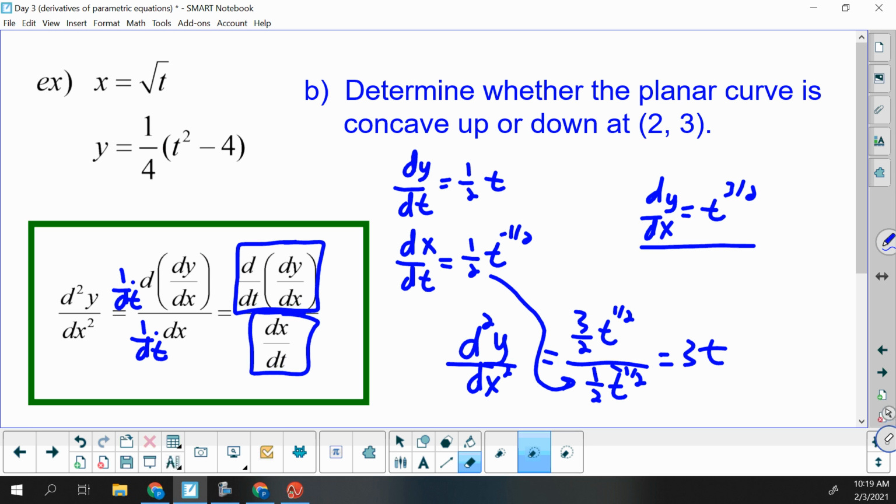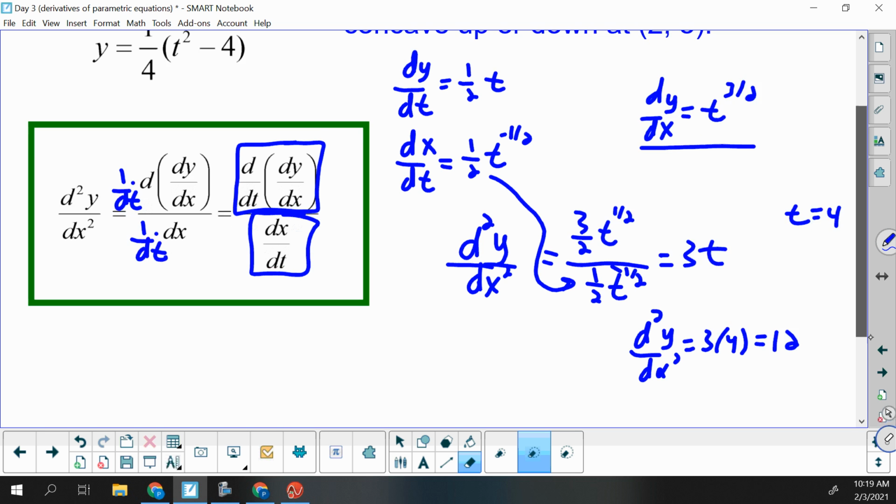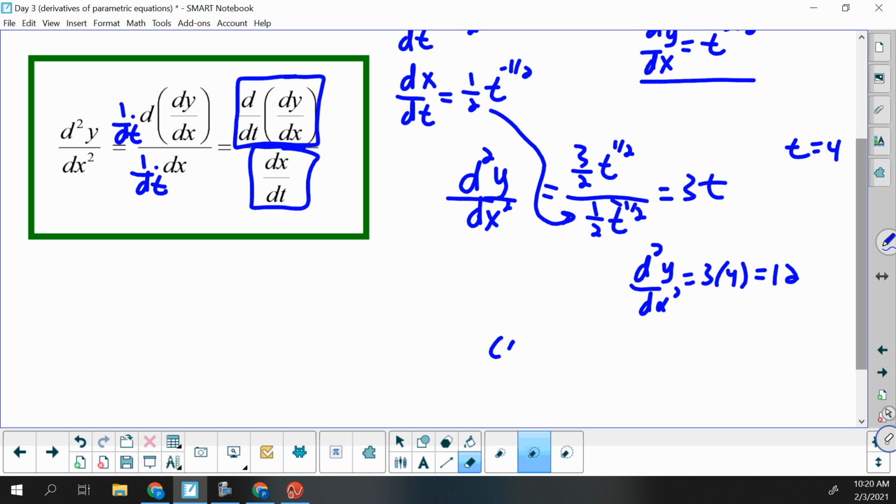Well, we already knew from the previous part that we wanted to look at when t equals 4. So our second derivative when t is equal to 4 would just be 12. So we would be concave up, since d2y over dx squared is positive.